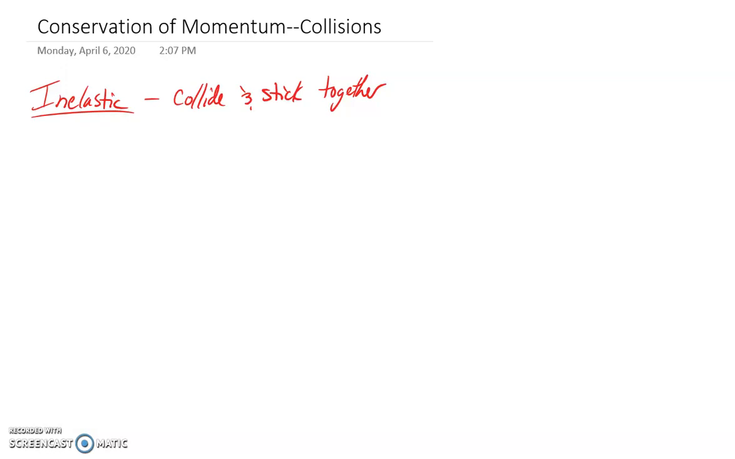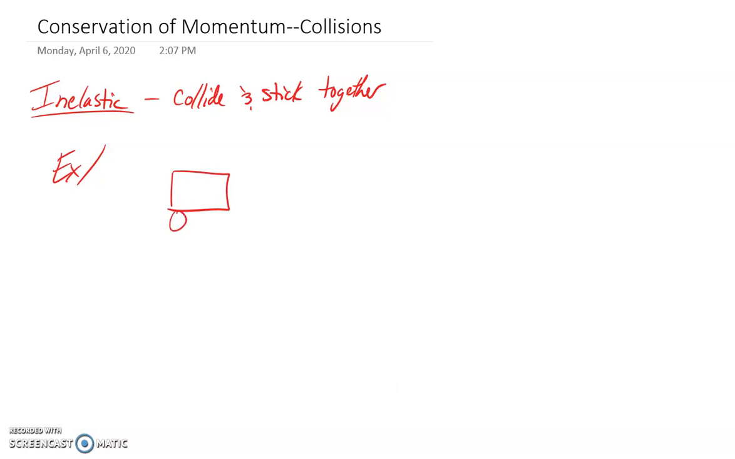Could be someone target shooting and shoots a bullet into a target, or someone throws you something, you catch it. When you catch that object, it's an inelastic collision between you and that object. You stick together. So let's do a couple of examples with inelastic collisions.